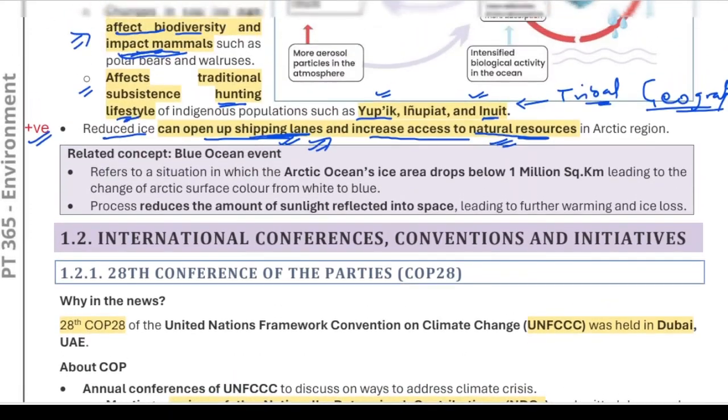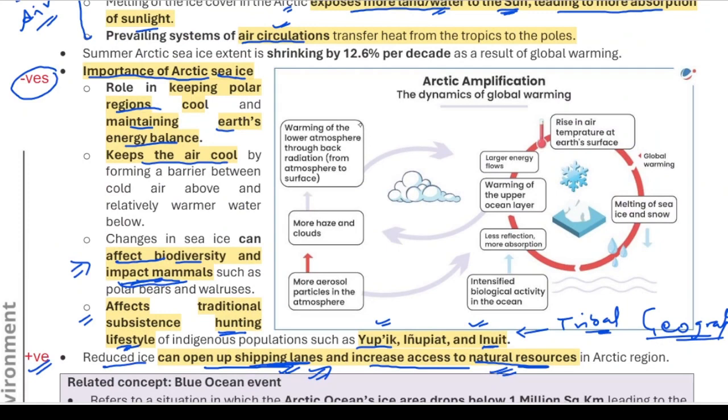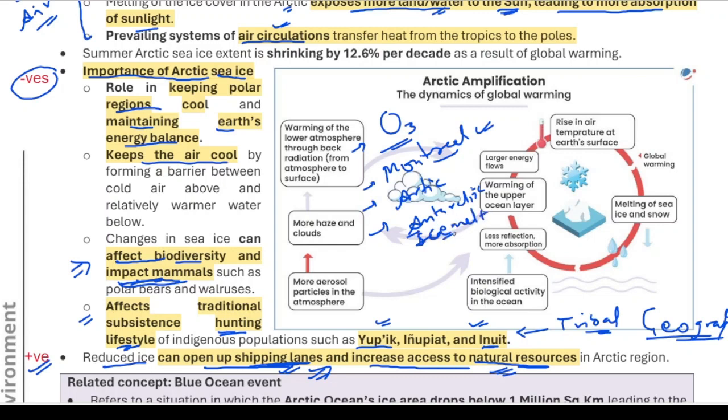Okay, so what have we covered till now, as a recap? We have covered the ozone layer, ozone depletion, then the Montreal Protocol. Another is Arctic amplification and Antarctic ice melt, and related to this is also cryosphere melt. Okay, we have done these things till now.